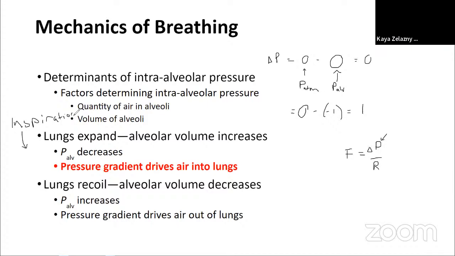And we will see these words officially on the slides in a bit, but that's happening in order to bring air into the lungs. But to drive air out of the lungs, we're going to have the opposite thing happen. So this is going to be called expiration.